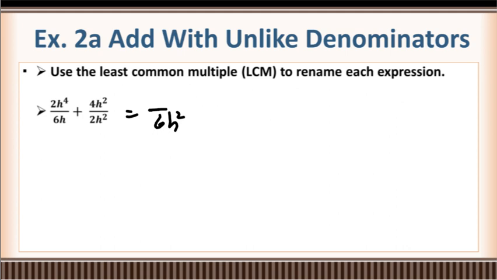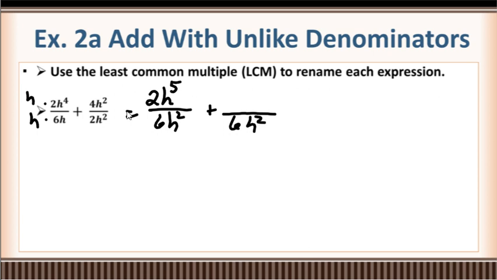So now I have two expressions that need to have 6h squared. So what do I multiply 6h by to get 6h squared? I would need to multiply that by h. And whatever I do in the denominator, I must do in the numerator. So that would give me 2h to the fifth. And over here, 2h squared, I already have the h squared.